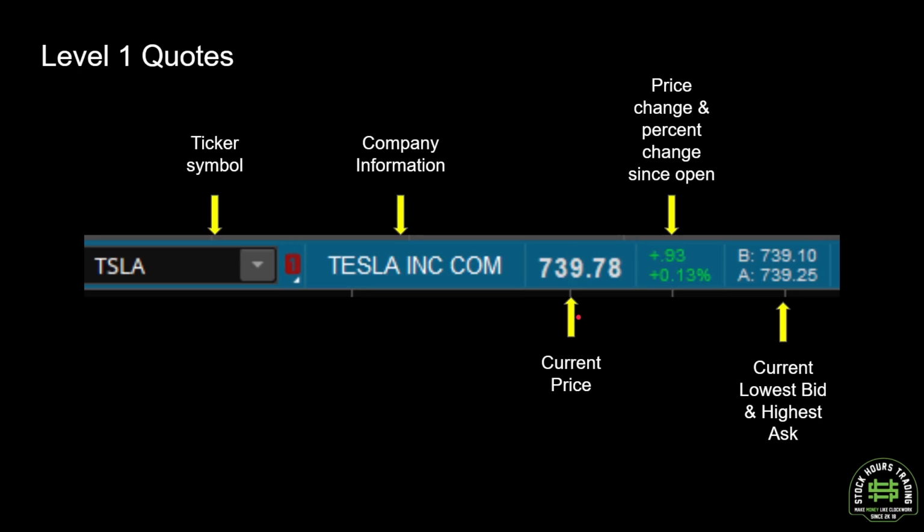Right here, I'm going to go over a quick level 1 quote before we get into the level 2 quotes. So we have our ticker symbol. This is a Thinkorswim level 1 quote, by the way. And then we also have our company information, our current price, the price change and percent change since open. Always good to keep in mind. And then the current lowest bid and the highest ask here. So this is just simple price information.